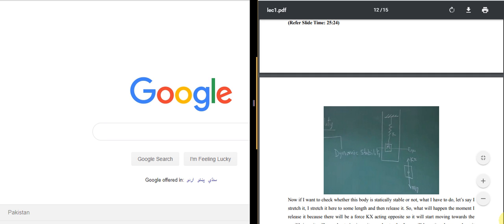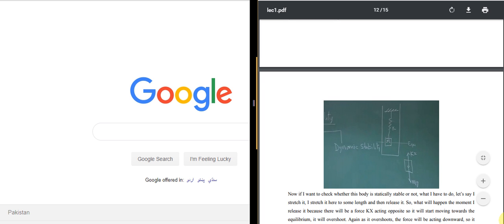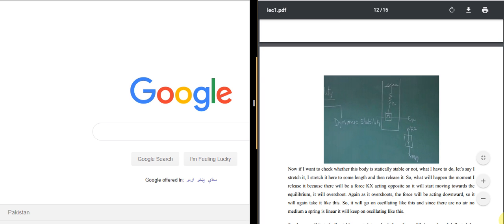Ky and mg are balanced. Now if I want to check whether this body is stable or not, let's say I stretch it to some length and then release it. What will happen the moment I release it? There will be a force kx acting opposite, so it will start moving towards the equilibrium. It will overshoot. Again, as it overshoots, the force will be acting downwards, so it will again take it like this. Since there is no air, no medium, and the spring is linear, it will keep on oscillating like this. Absolutely right.